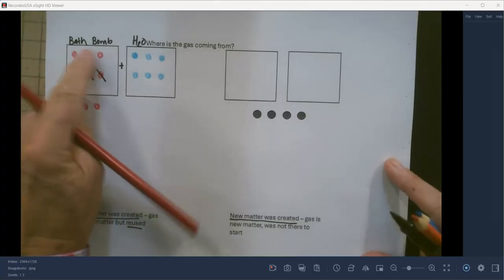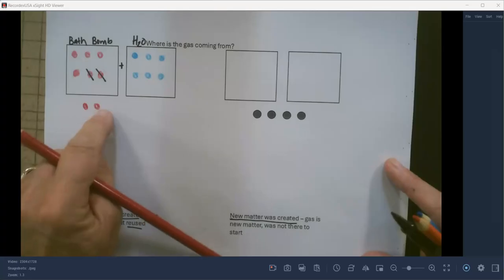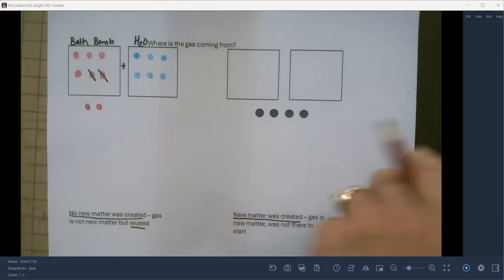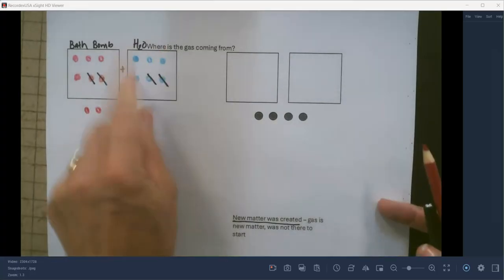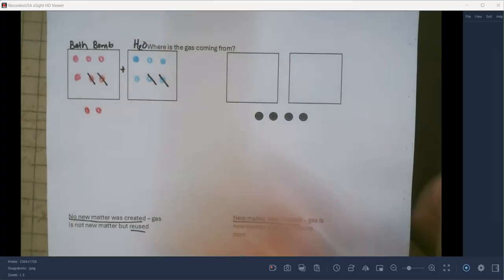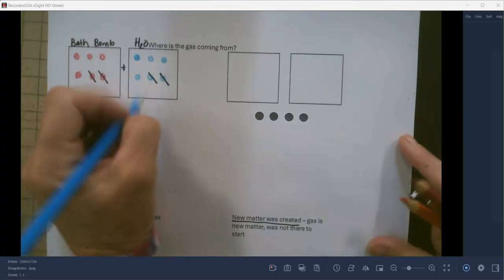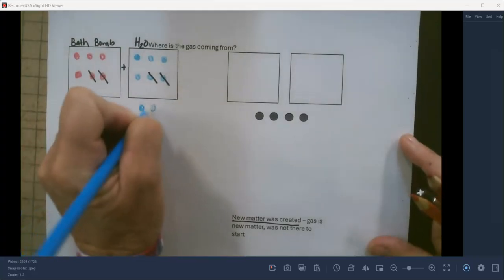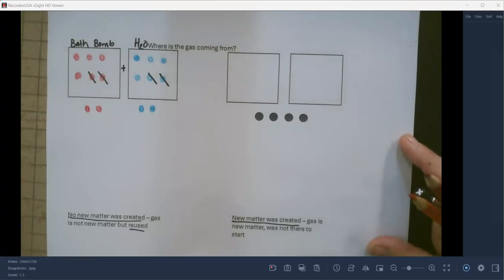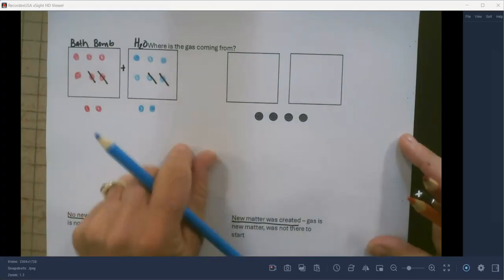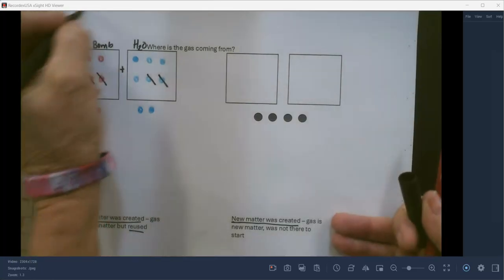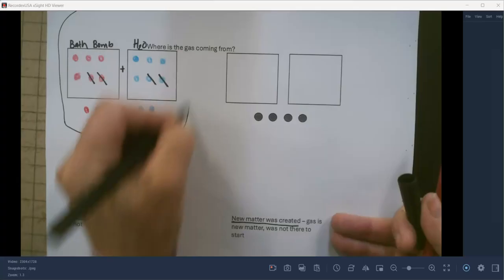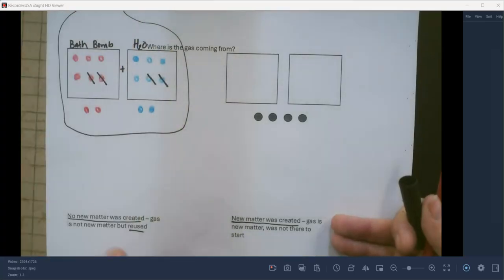So now we have 1, 2, 3, 4, 5, 6, where we still had 6 before. And we're going to do the same thing with the water. We had 1, 2, 3, 4, 5, 6. We got rid of 2, which became the gas. And so we can see very clearly we did not add any matter, but it was simply coming from the bath bomb or water.